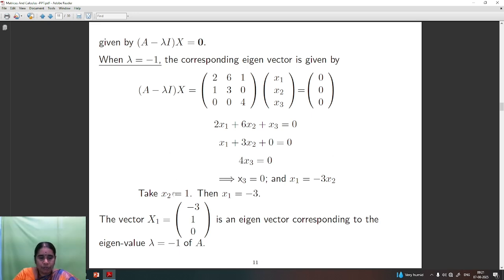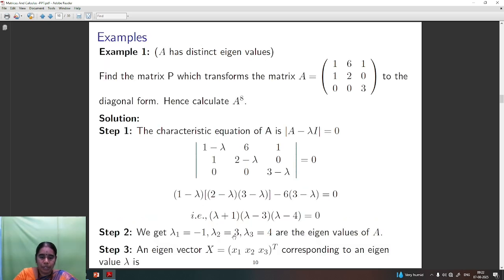By taking x2 equal to 1, we have x1 as minus 3. Thus, we have the eigenvector for lambda equal to 1 as minus 3, 1, 0. Corresponding to lambda equal to minus 1, we have already calculated. In the same way, we have to calculate it for lambda equal to 3 and lambda equal to 4.